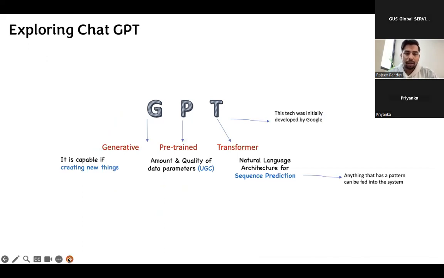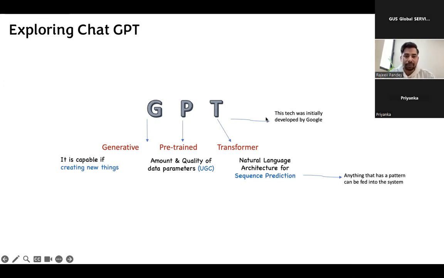How many of you are aware of GPT, and how many know what GPT stands for? GPT stands for generative pre-trained transformer. When I say generative, it means it is capable of creating new things. Pre-trained, it was trained on a large amount of parameters and data, largely user-generated content, written as UGC here, which largely came from feeds on Twitter, Reddit, Quora, etc., or Wikipedia. Then transformer. Transformer comes last because it uses a natural language architecture to do the next word prediction. So GPT is nothing but a next word predictor for you. It understands the context and creates the next word for you.